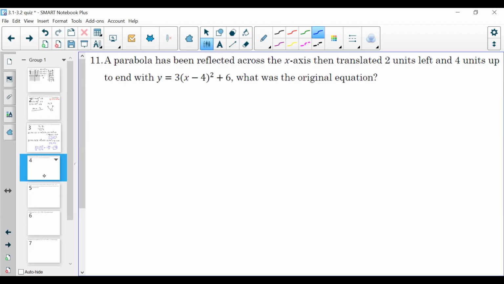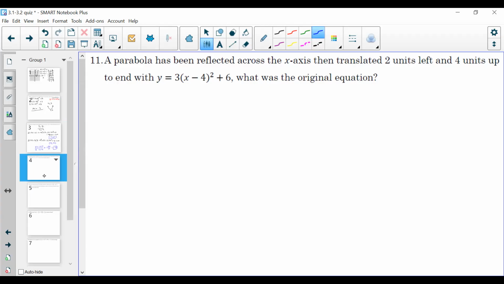So on problem 11, a parabola has been reflected across the x-axis and translated 2 units left and 4 units up to end with this quadratic right here. What's the original equation? Basically it's saying I started with some random quadratic, I don't know what it is. I did these transformations to it and I ended up with this one right here. But I want to know what the original one is.